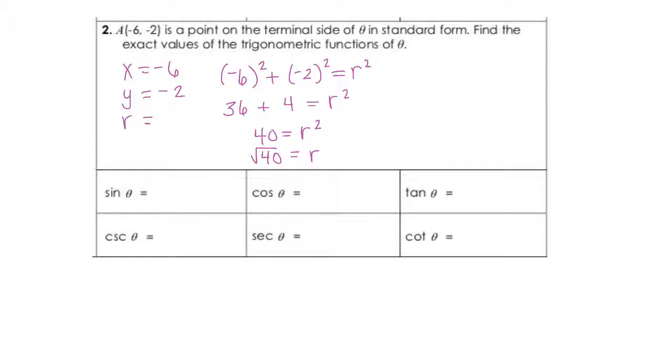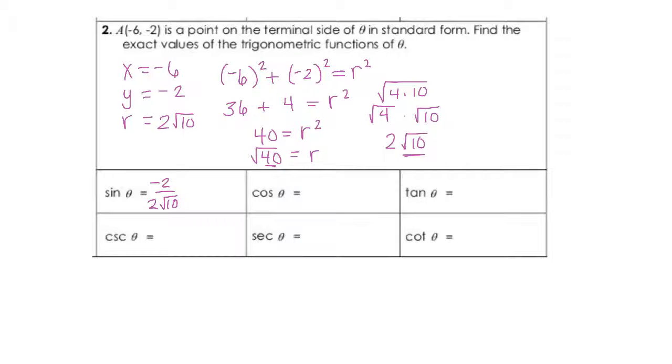And so we need to break that down. So over here to the side, a quick reminder, 40 can be broken apart as 4 times 10. And so we have the square root of 4 times the square root of 10. The square root of 4 is 2, so I have 2 times the square root of 10. We leave that root 10 because the square root of 10 is a big decimal mess, so we're going to leave it in exact form. So now I know r is 2 times the square root of 10. Now we can do our ratios again. So sine was y over r, so that's negative 2 over 2 square root of 10.